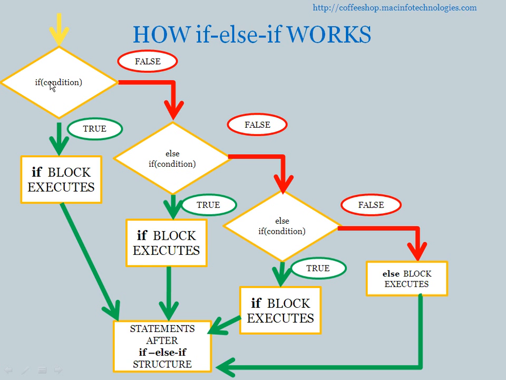So first, it checks the if condition. If condition 1 is true, it executes that if block and it comes to the statements which are after the if-else-if structure. All other statements are skipped. If it's false, it goes to the next else-if condition and checks whether the condition is true. If it's true, that block is executed and it goes to all the statements after the if-else structure. If it's false, it goes to the next else-if condition. Similarly, it keeps on checking all the else-if conditions until it finds the right match. If none of the conditions is true, it finally executes the else block.